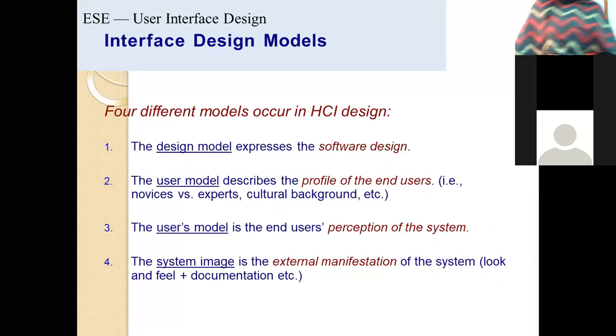Now next is interface design models. There are 4 different models that occur in HCI design. These are the design model, the user model, the user's perception of the system, and the system image. The design model expresses the software design, like we are explaining on paper, like DFD, UML. The user model describes the profile of the end user who is going to use the system.